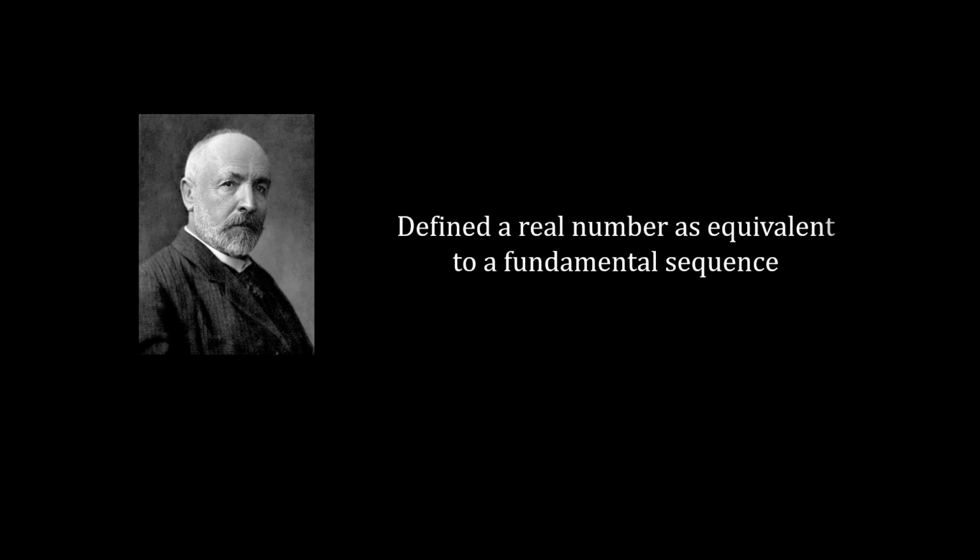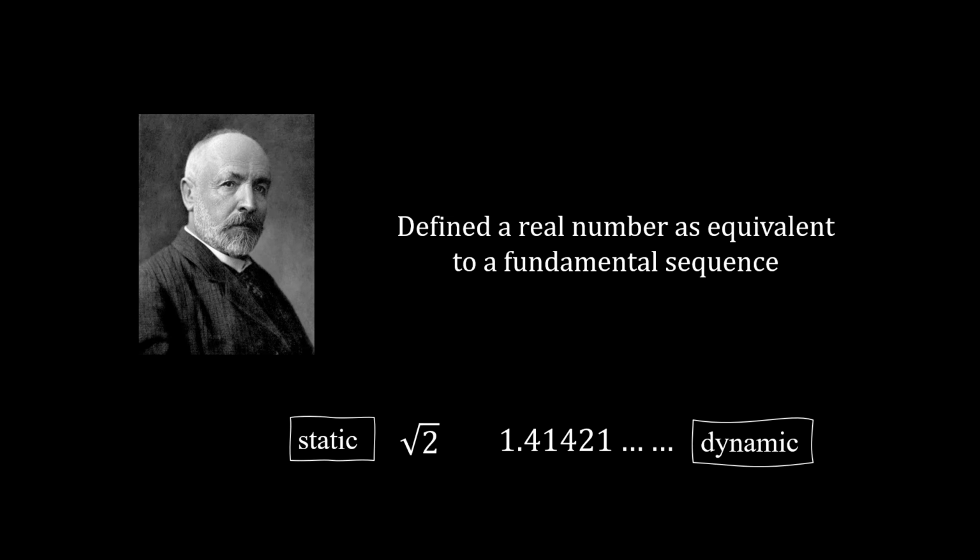Cantor, for example, defined a real number as equivalent to a fundamental sequence. Obviously, a sequence of numbers is different from a real number. Take the square root of 2 and the sequence 1, 1.4, 1.41, 1.414 as an example. The square root of 2 is static while the sequence 1, 1.4, 1.41, 1.414 is dynamic. Their relationship is that the sequence 1, 1.4, 1.41, 1.414 keeps getting closer and closer to the square root of 2.